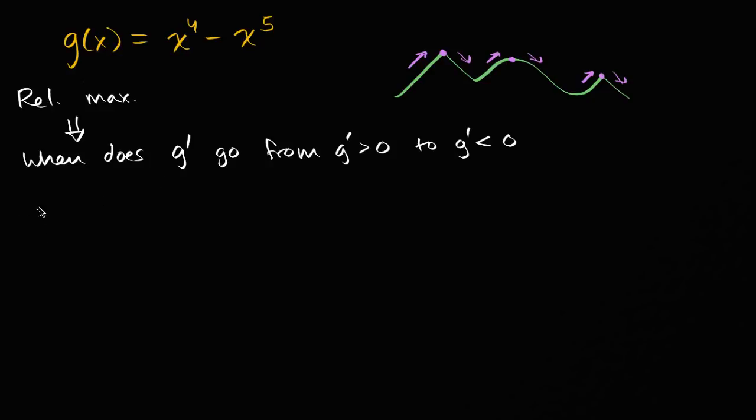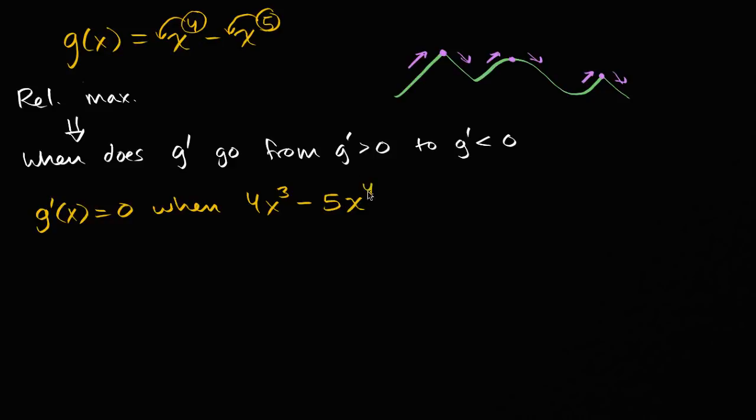So let's think about it. Where is g prime of x equal to 0? Let's just take g prime of x. You leverage the power rule right here. 4x to the third minus 5x to the fourth is equal to 0. Let's see, we can factor out an x to the third. So we have x to the third times 4 minus 5x is equal to 0.